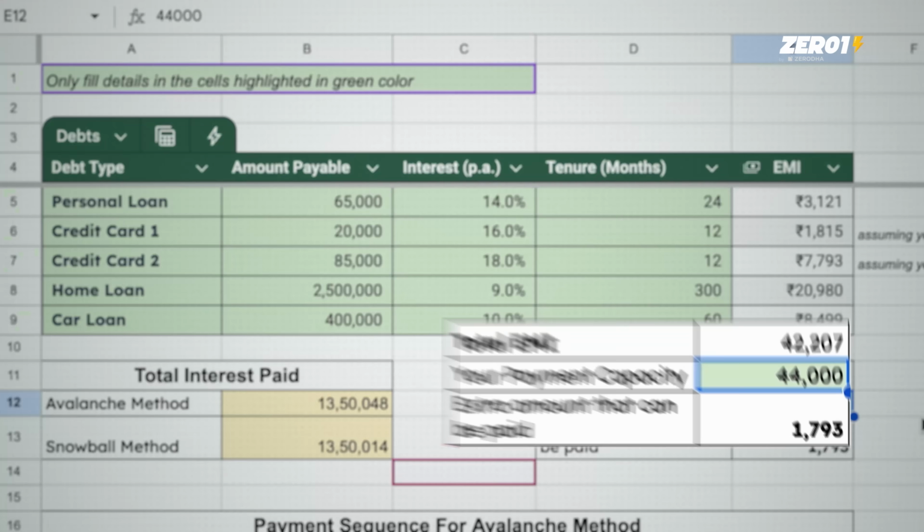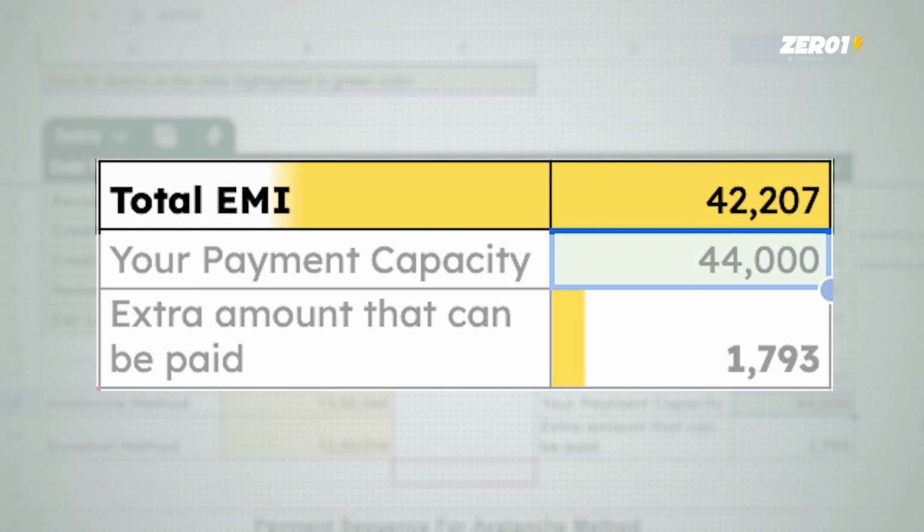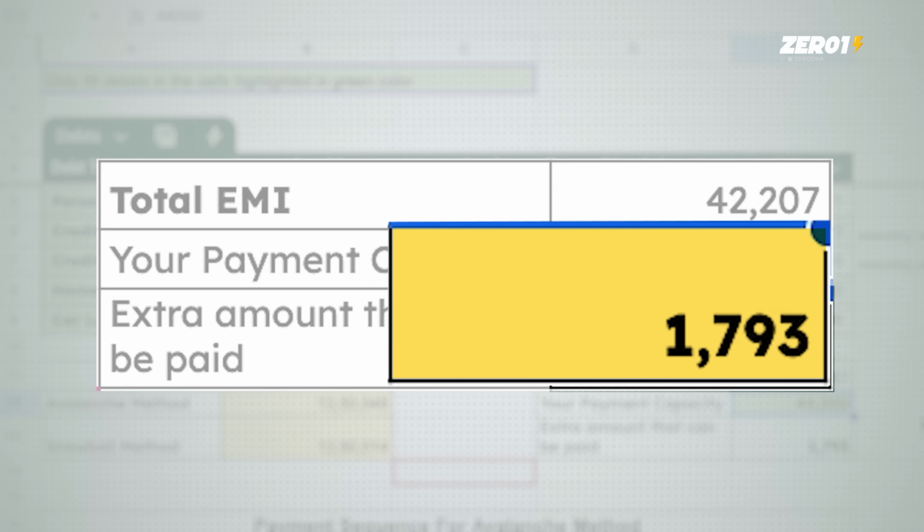Okay, so how much money can you actually pay towards debt every month? Kitna paisa bach raha hai? 1 minute. Calculate kar. 44,000. And your total EMI is 42,000. Therefore, you have this 1,793 rupees left. This you will pay towards your existing credit card bills because you can afford this extra amount. I'll save it. No. You said save money.